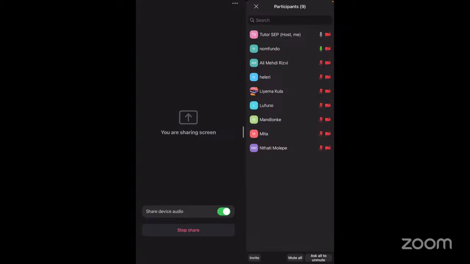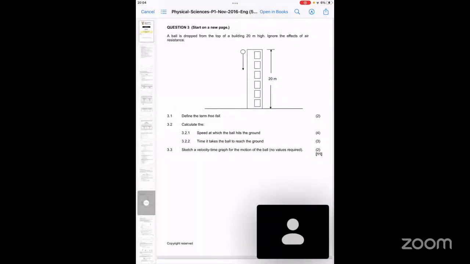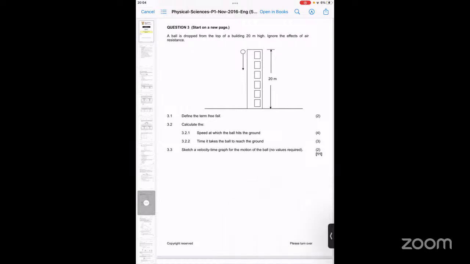Define the term. It says the motion of an object when it's falling under the influence of force of gravity only.